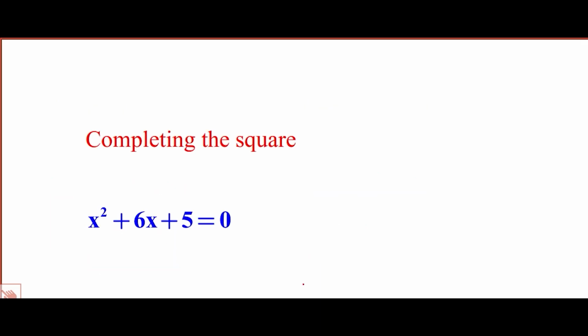Number 2. Completing the square. This method is useful when factoring is difficult or impossible. For example, x squared plus 6x plus 5 equals 0. First, move the constant term to the other side. So we have x squared plus 6x equals negative 5.